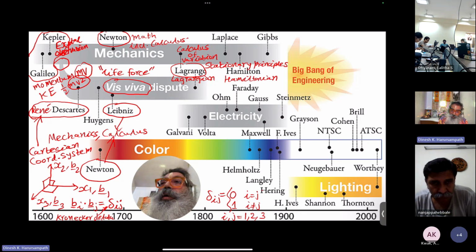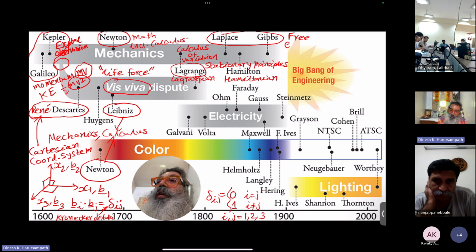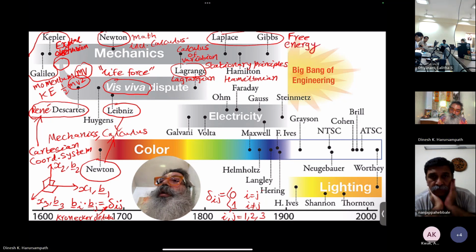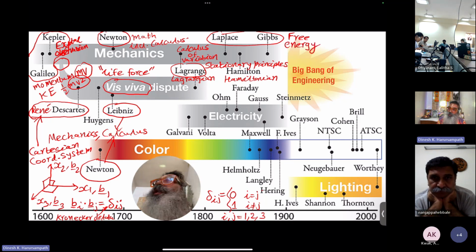Now, of course, there are many others as well, Laplace, Gibbs, etc., whom you would have also studied. For example, Gibbs, the free energy that he talks about, which is another way of looking at the stationary principles from a much broader perspective, because he had the advantage of Lagrange and Hamilton prior to him in a historical sense.